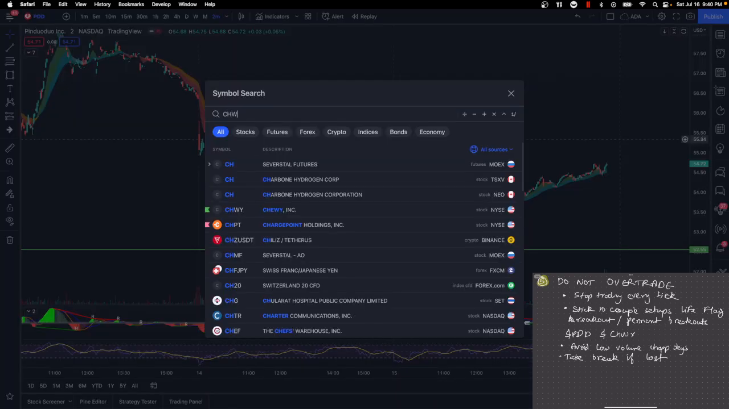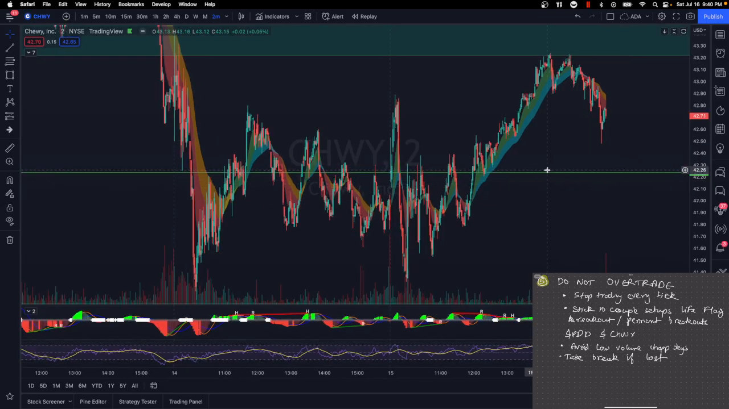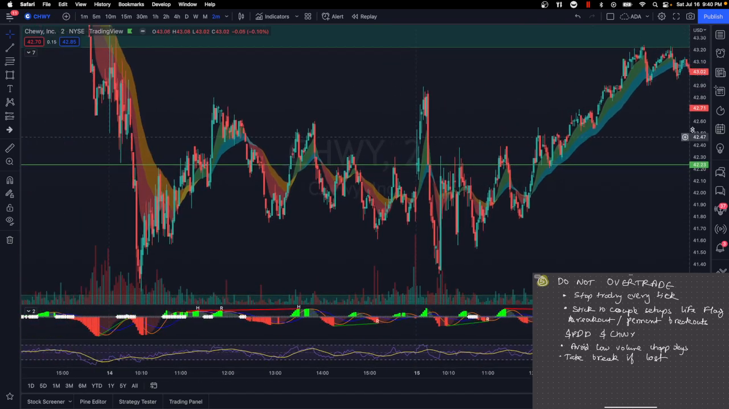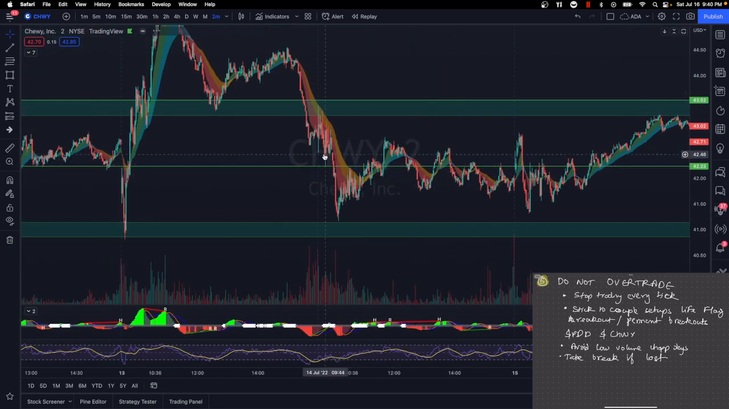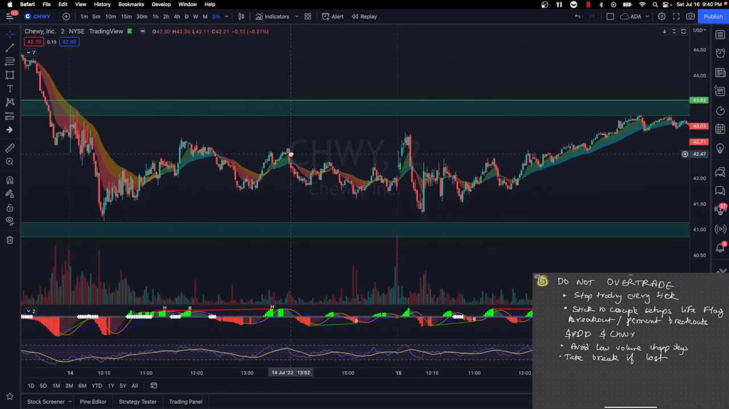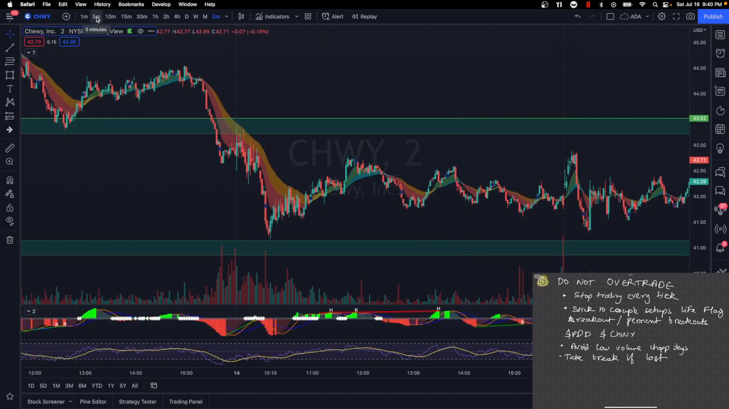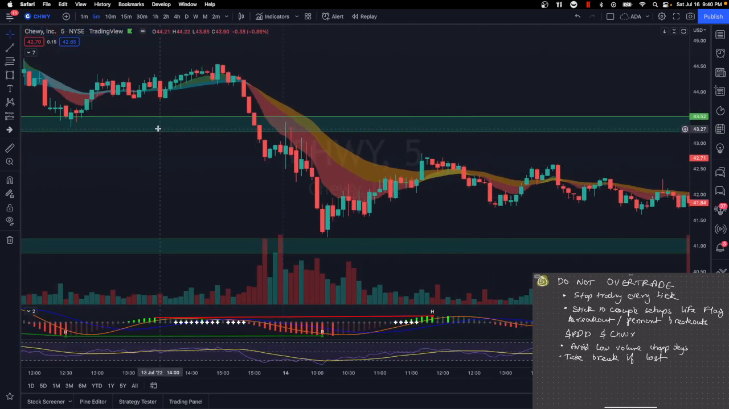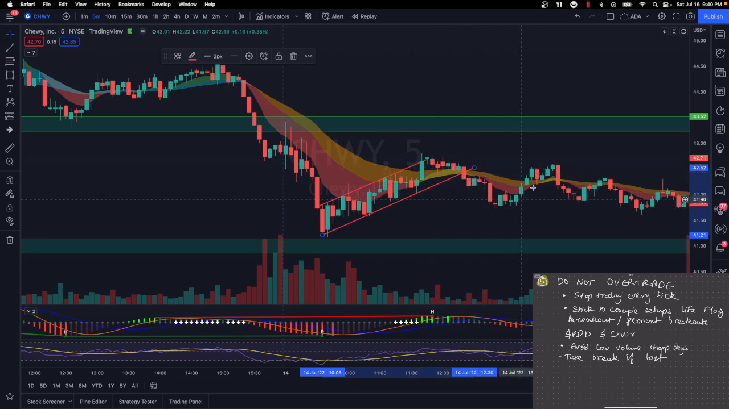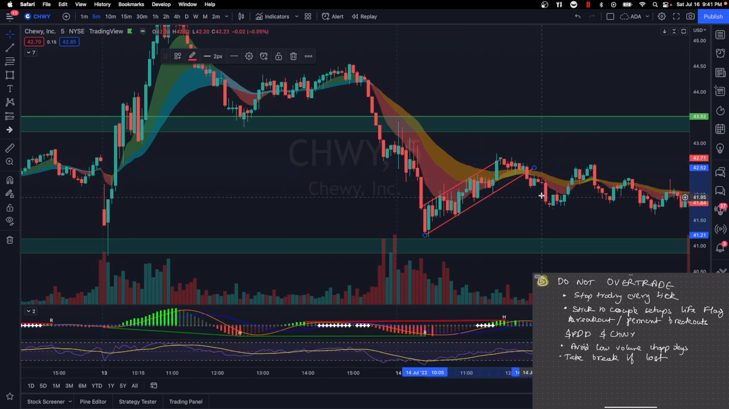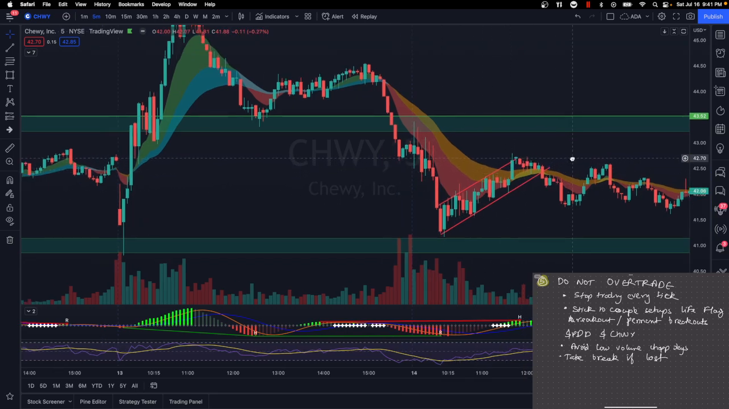Another example is CHWY, and sometimes these won't work, and that's fine. Like in this example right here, we had this bear flag on the 5 minute. Let's go to the 5 minute chart on CHWY. So we had this rising wedge pattern here on CHWY, and it took a while to work, but it did break below this level, and then it started to chop. So in this case, the pattern didn't work, but you tried. You noticed the pattern. It wasn't working. It was chopping. You get out of the trade.